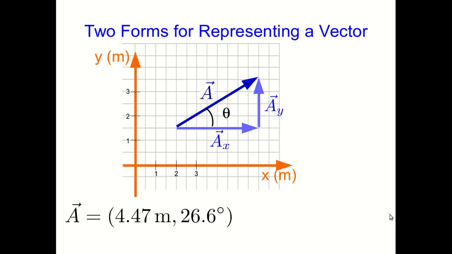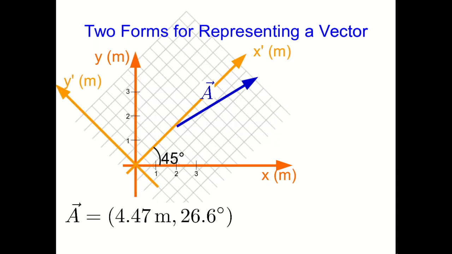So let me remind you that the vector is the arrow. The components don't define the vector, nor does the direction, because we can define a new set of axes oriented, say, at 45 degrees to the original ones. And now this vector is at a different angle from those axes. Now its magnitude hasn't changed, but to describe the direction that this vector points in, we now have to come up with a new angle.